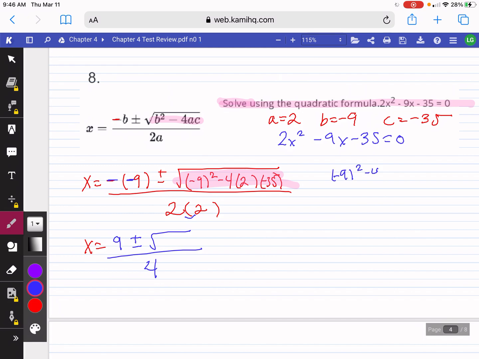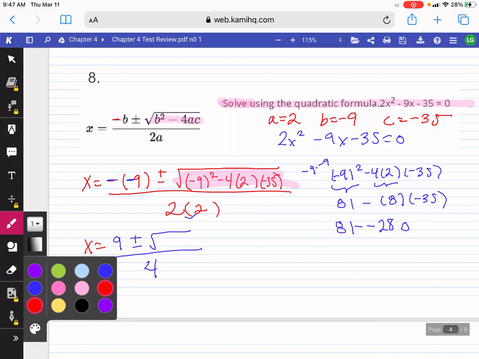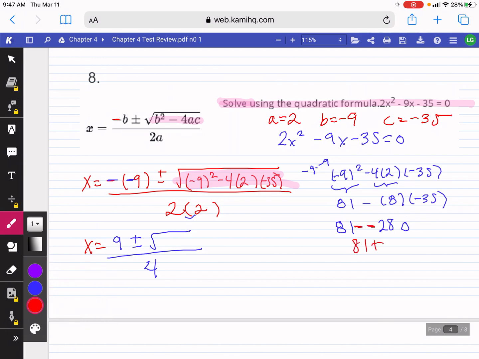So I have -9 squared minus 4 times 2 times -35. Negative 9 squared means you're doing negative 9 times negative 9. That's positive 81. 4 times 2 is 8. So I have 81 minus 8 times negative 35, which is negative 280. Here, since there's two negatives, it's going to become plus, and that actually comes out to 361.